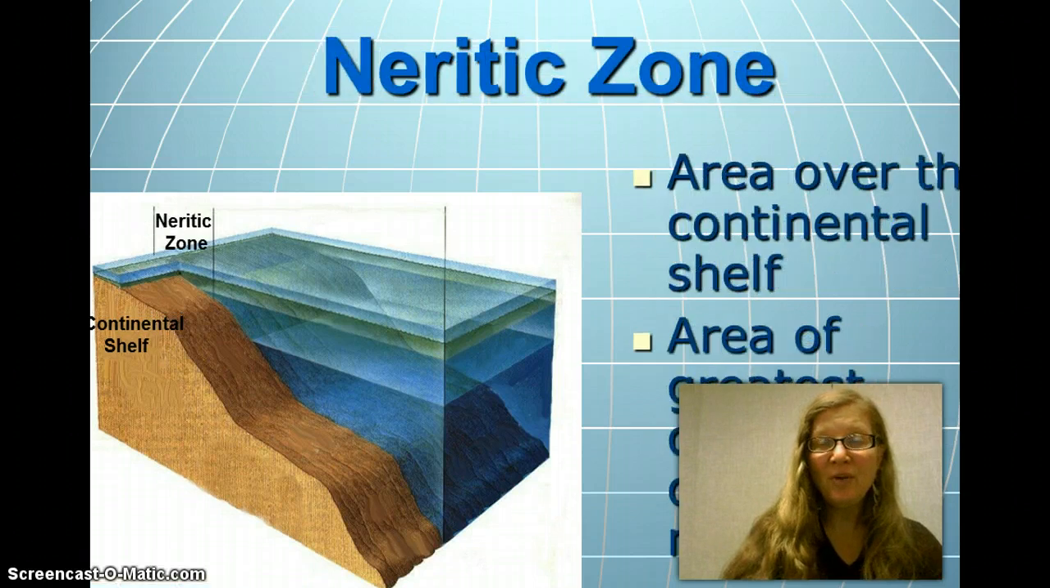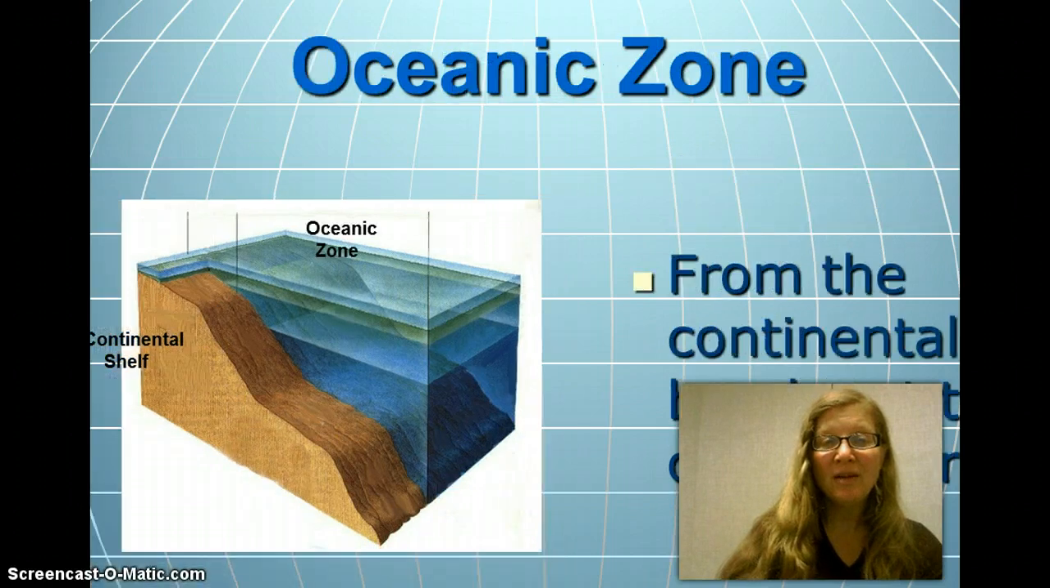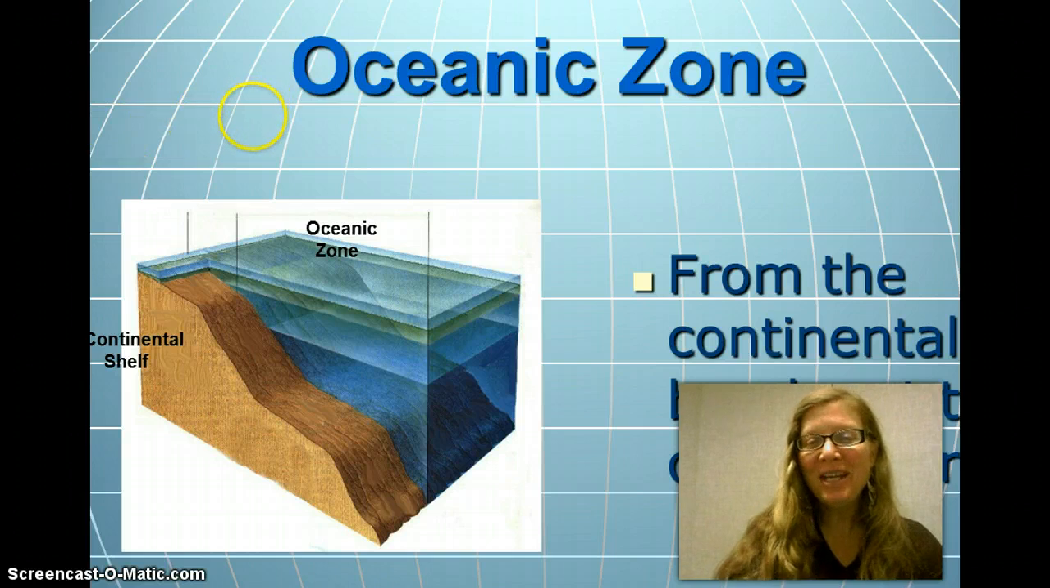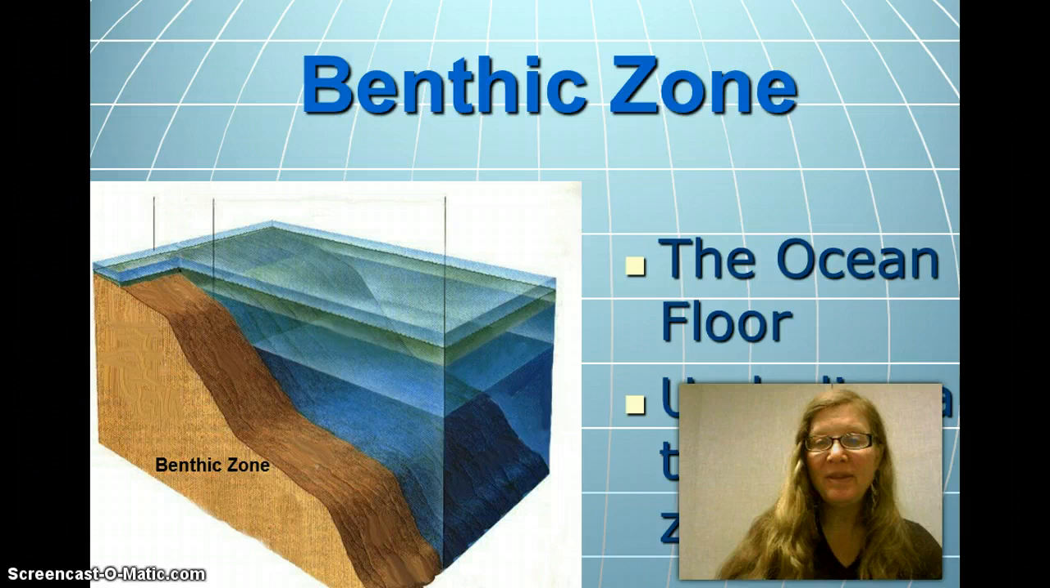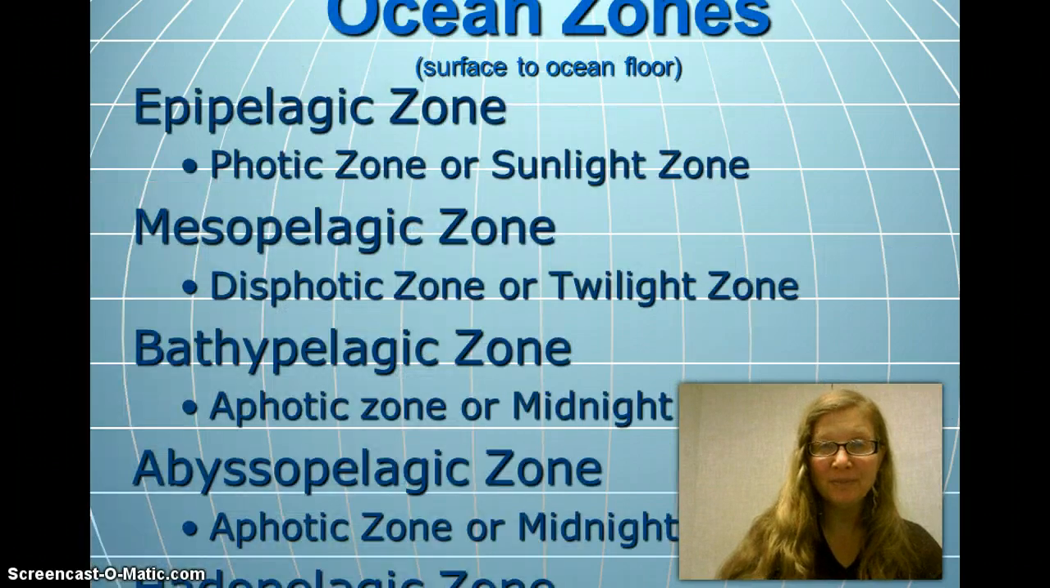The neritic zone, remember, is the zone right above the continental shelf, and it has the greatest diversity and density of marine life. If you're a diver, the neritic zone is an area that you would frequently be diving in. And then the oceanic zone, there are coral reefs, right? The oceanic zone goes from the continental area out to the open ocean. And then lastly, the benthic zone, that's the ocean floor, and it underlies all the other zones.